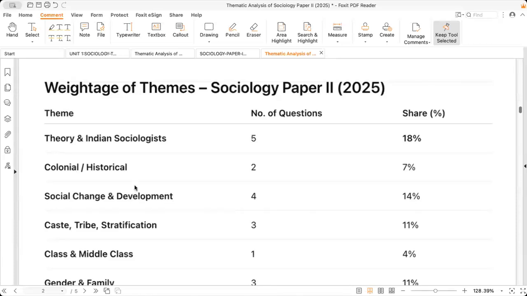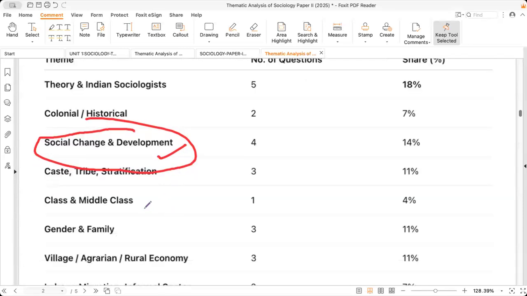Then social change and development, where four questions have been asked. Since social change is an ongoing phenomenon and development is also an ongoing phenomenon, this unit will always be very important, and questions will be asked where UPSC will give you a contemporary perspective. Because of that, this unit will always be relevant. Around four questions have been asked from this.